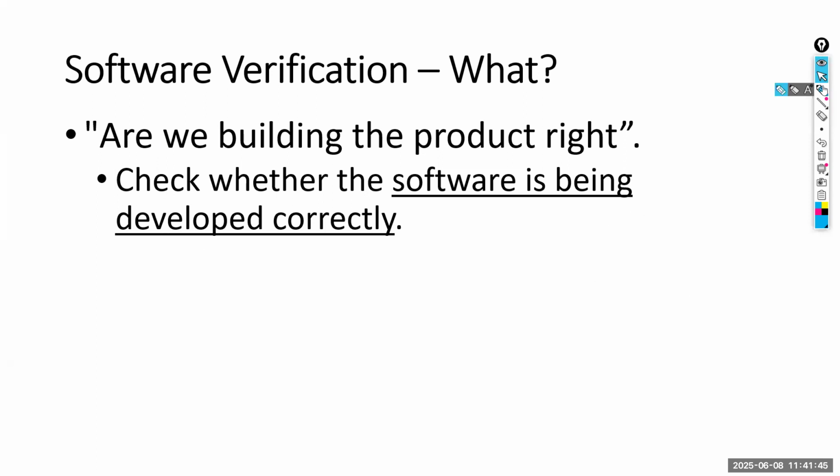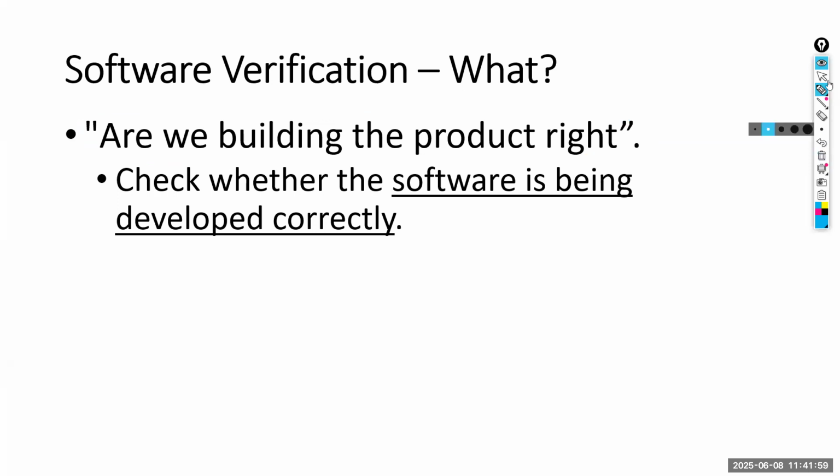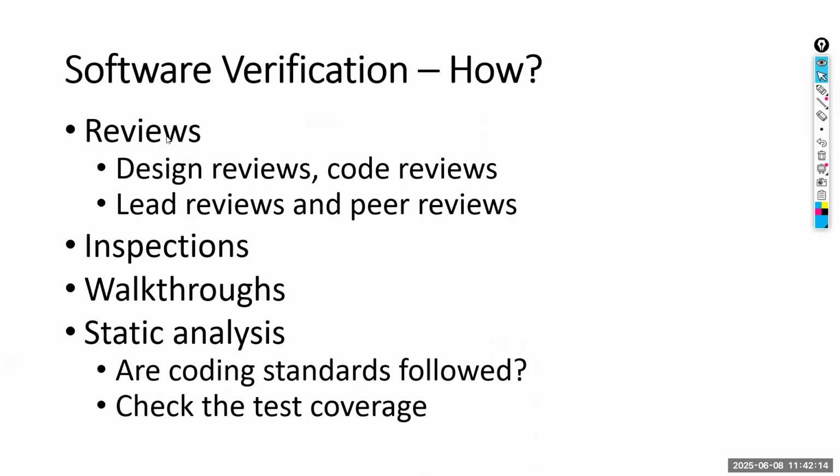What we try to answer is, are we building the product right? Right? If we build the product in the right way, we will end up with the right product. Are we building the product right? So this is a quality assurance step, not quality control, quality assurance. This assures the quality, which includes reviews like design reviews, lead reviews, peer reviews, inspections, walkthroughs, and some static analysis using tools.